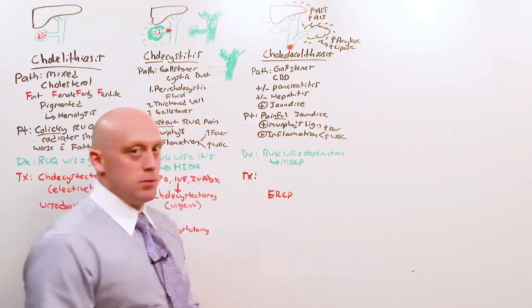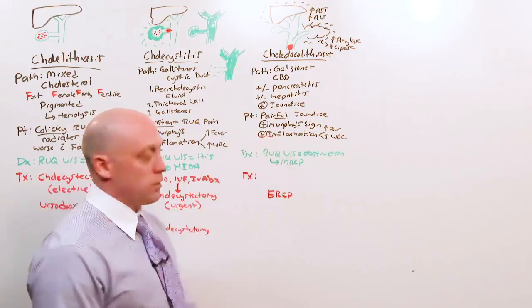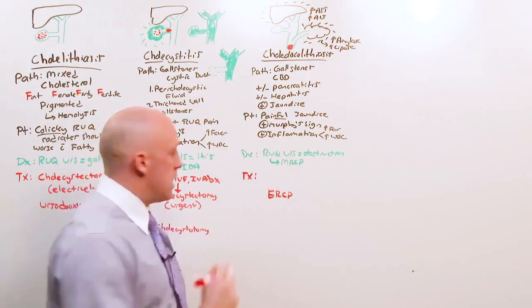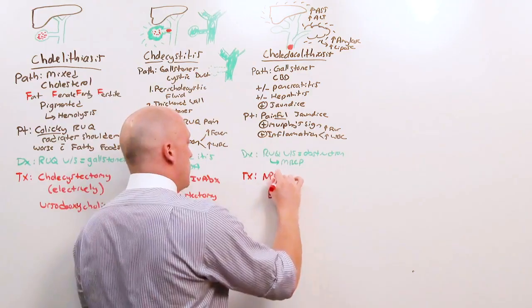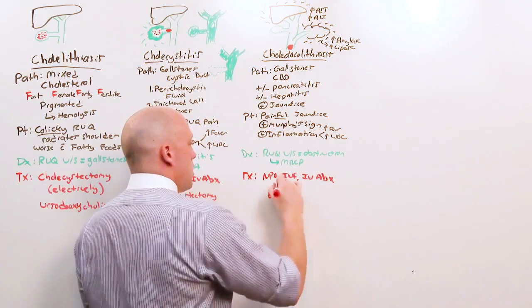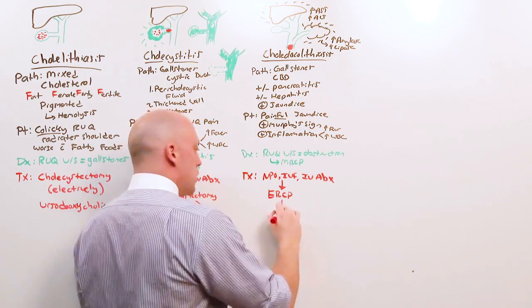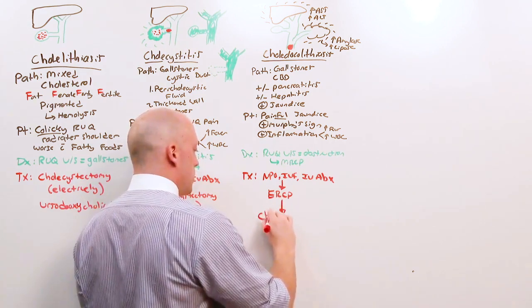But in general, because you don't know if this person's infected or not when you first see them, because they have a little bit of fever and a little bit of leukocytosis, it is okay to make them NPO, give them fluids, and IV antibiotics. The goal is to get to ERCP. But you can also go straight to cholecystectomy.